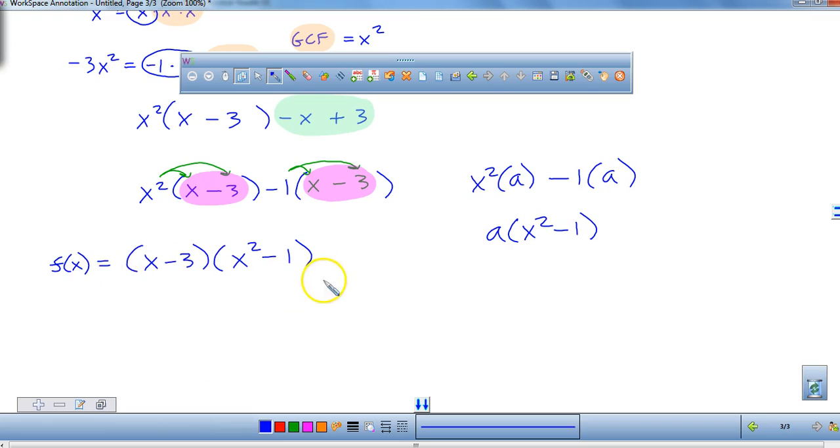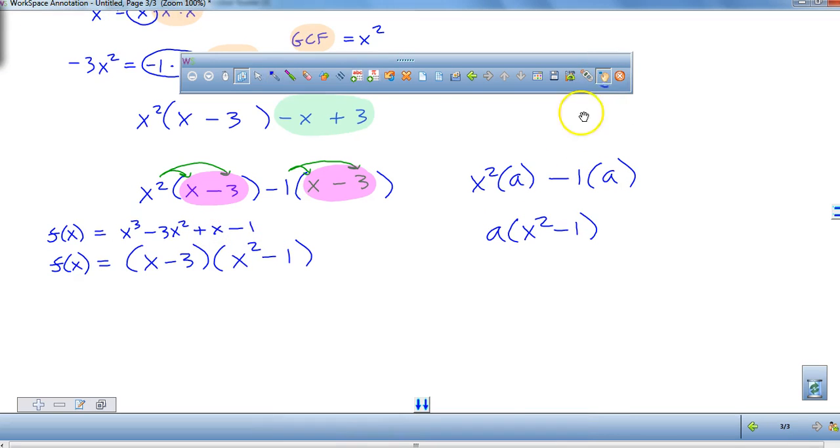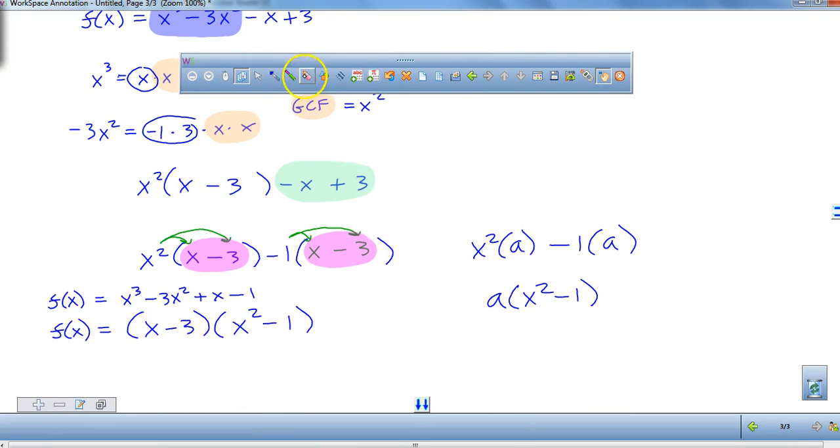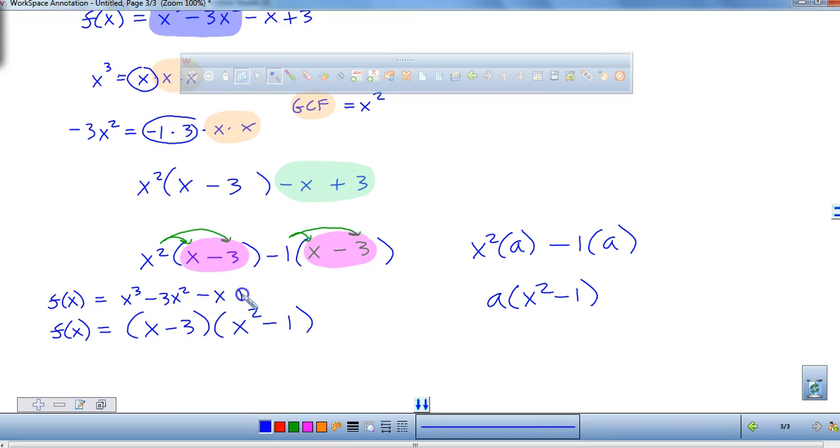This function right here that originally started out as f of x equals x cubed minus 3x squared minus x plus 3. Oh, sorry, my bad, my apologies. Minus x plus 3, okay? These functions right here are the same function. This has just been factored more. Now we're almost done.